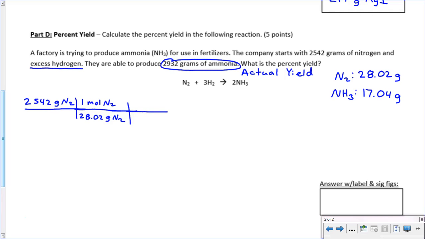Then we know for every 1 mole of N2, this is looking at the balanced chemical equation going from moles of N2 to moles of NH3, so we look at the coefficients. We know for every 1 mole of N2 that we produce 2 moles of NH3. All right, now we need to get from moles of NH3 to grams of NH3. So we use the molar mass. 1 mole of NH3 has a mass of 17.04 grams.